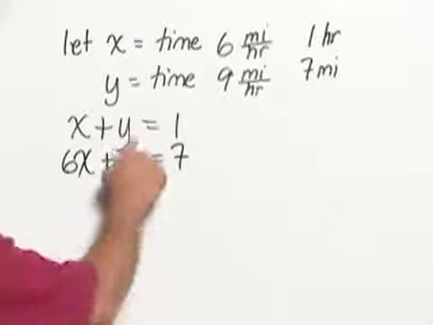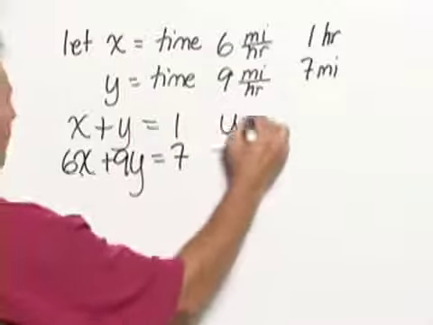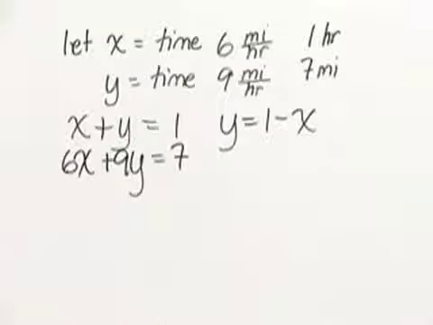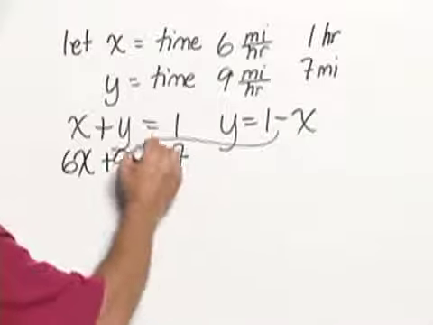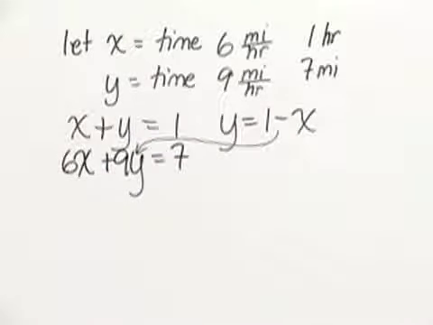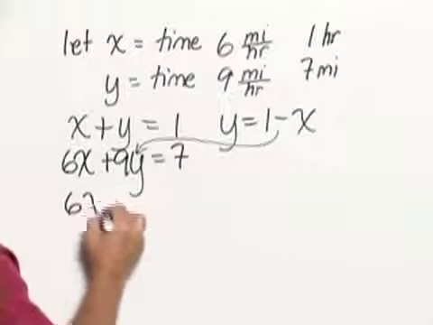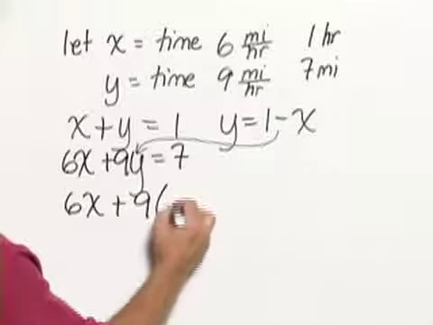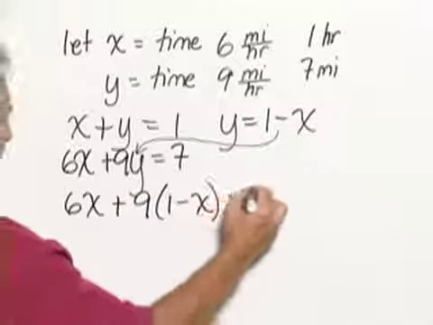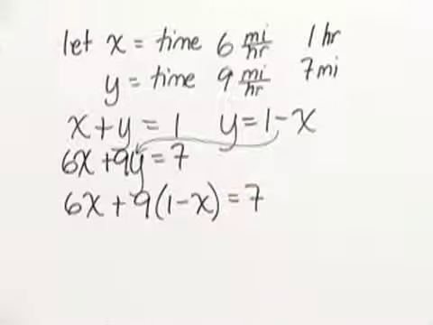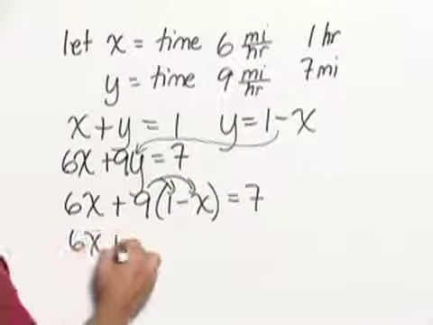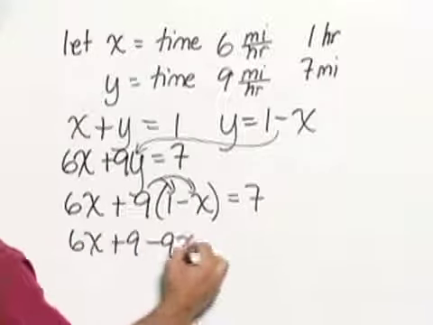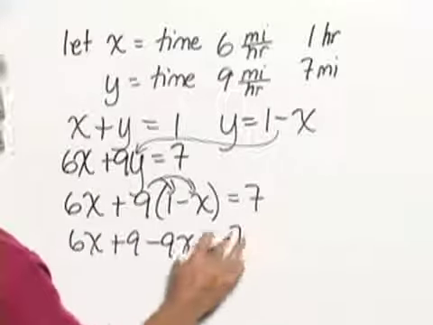We could solve this equation for y, which is equal to 1 minus x, and then substitute into that value of y. So we have 6x plus 9 times 1 minus x, and that's equal to 7. We need to distribute the 9. So we have 6x plus 9 minus 9x equals 7.